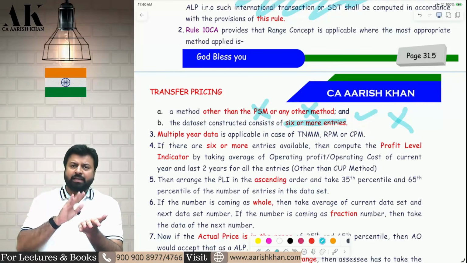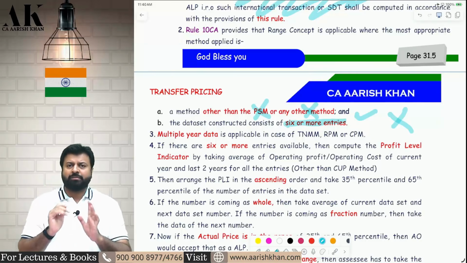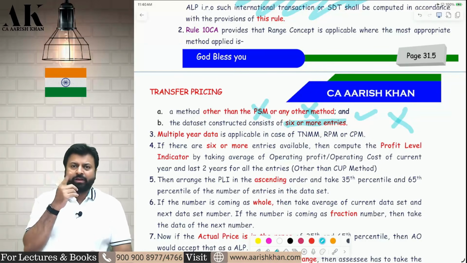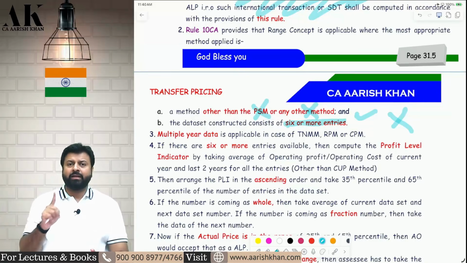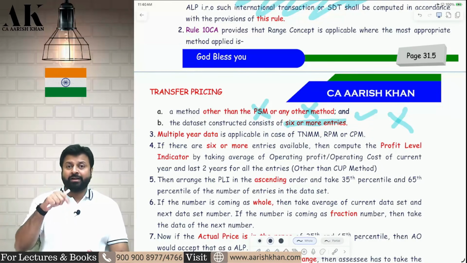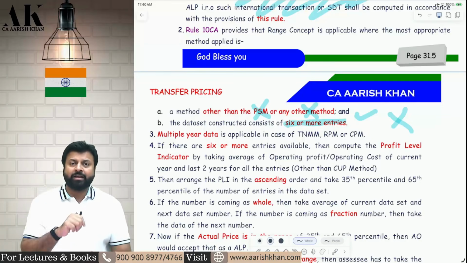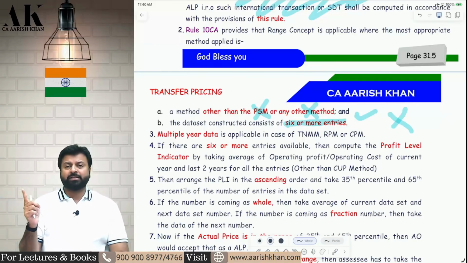So the CUP method, resale price method, cost plus method, and transaction net margin method. In this also, for the CUP method, you have to take only current year data from the market. But for the rest of the 3 methods, you have to take current year data and last 2 years data and average it. For the CUP method, only current year data, and for the rest of the 3 methods, current year and last 2 years average.